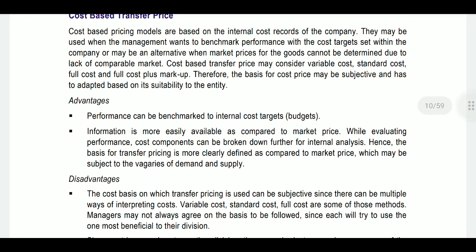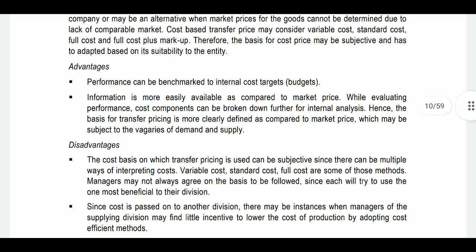Advantages and disadvantages. What are the advantages and disadvantages of the cost method? The advantage is performance: we will see it based on a benchmark, so performance can be benchmarked to the internal cost target. Next, information is more easily available as compared to market price. Here the information is internal only, so we will get it easily.